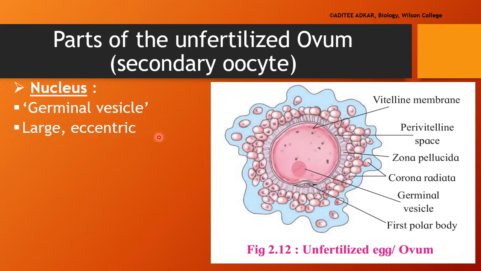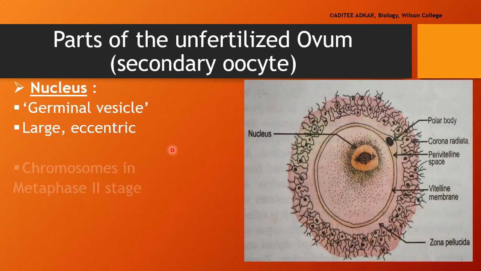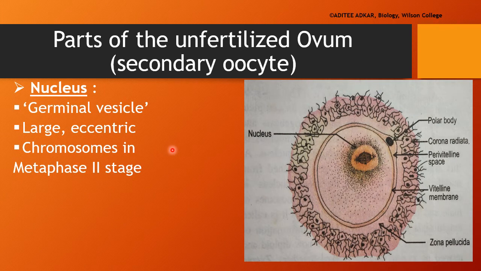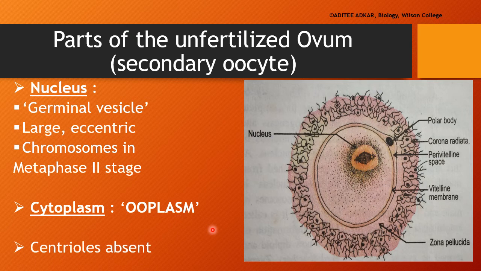As we know that the secondary oocyte, when it is released from the Graafian follicle, is arrested in metaphase 2 stage of cell division. Hence, here in the nucleus, have a look at the chromosomes. We can see that they are arranged in the metaphase 2 stage. The cytoplasm of the oocyte is known as ooplasm. The secondary oocyte or the unfertilized ovum does not contain any centrioles.